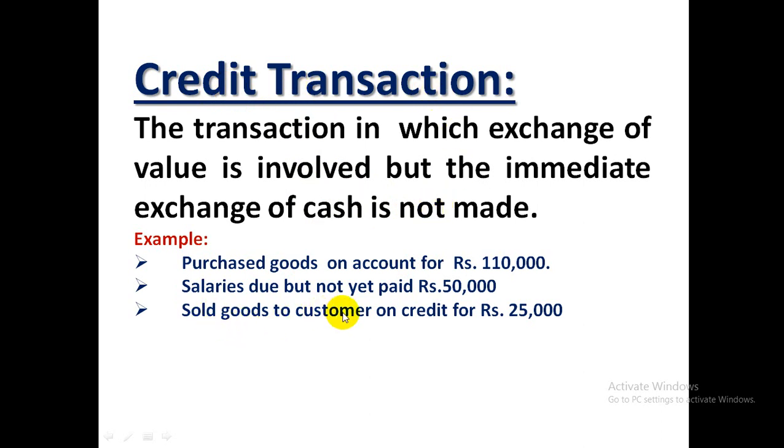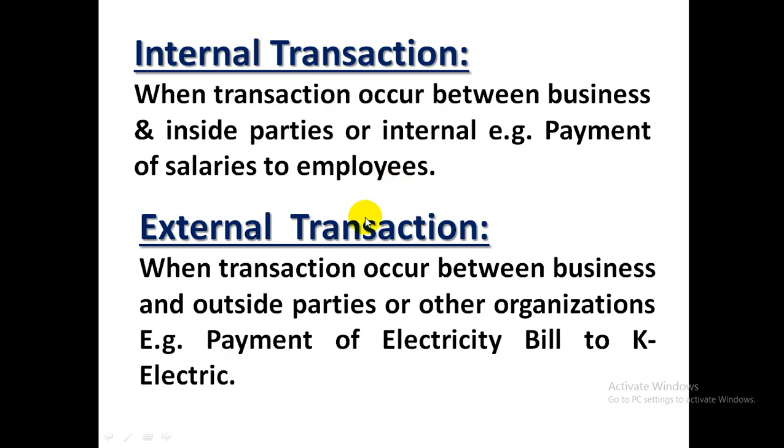If we sell the goods to a customer and the customer says, I will pay you the amount tomorrow or day after tomorrow or after a month, it means we are selling him the goods on account or on credit. Immediate cash is not received from the customer. Such transactions are called credit transactions. Now let's talk about the internal transaction or external transaction.